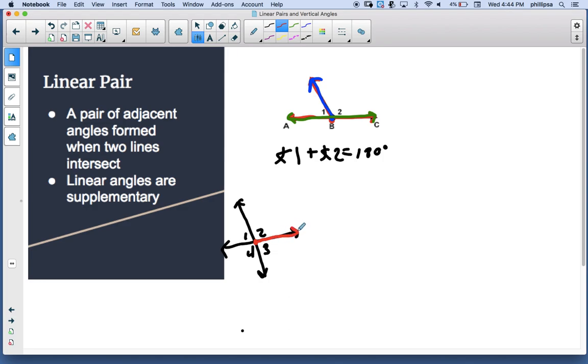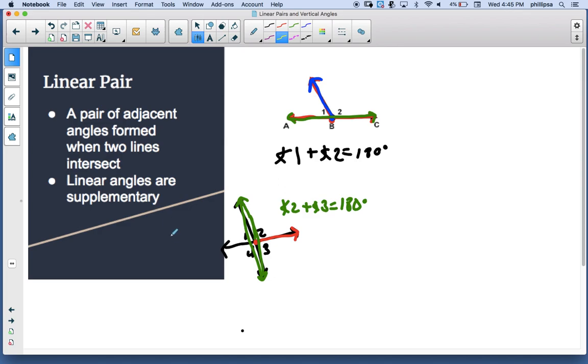So because angle 2 and angle 3 share a common side, that red side right there, that's considered its adjacent side. They lie along the same common line. They are considered supplementary. So angle 2 and angle 3 are supplementary angles because they are also adjacent. We would call them a linear pair.